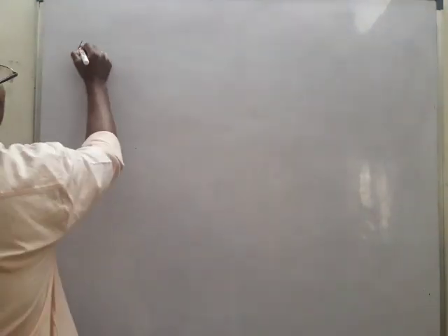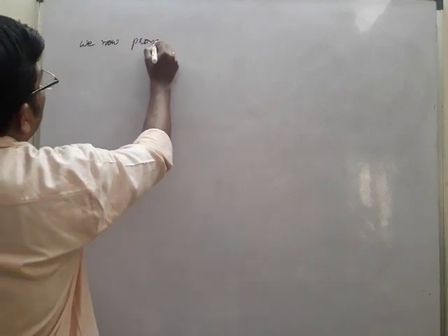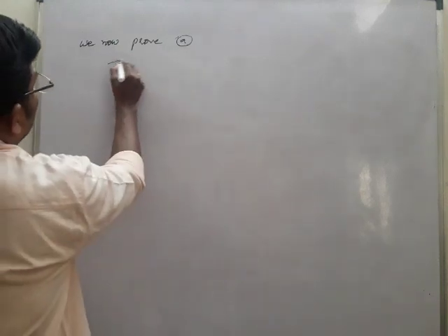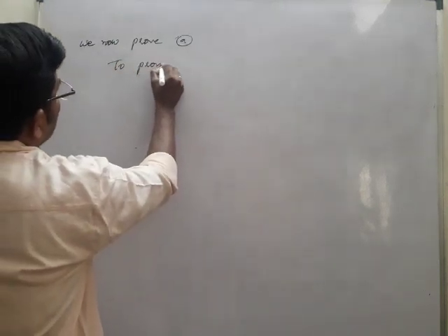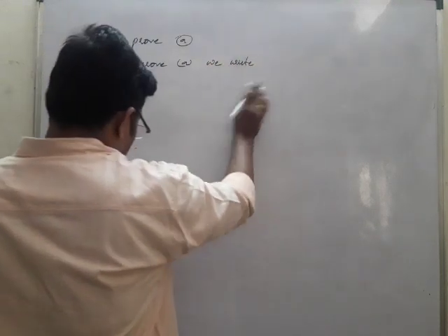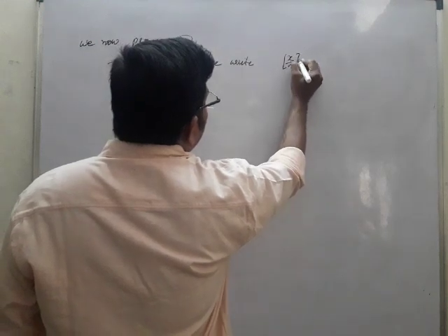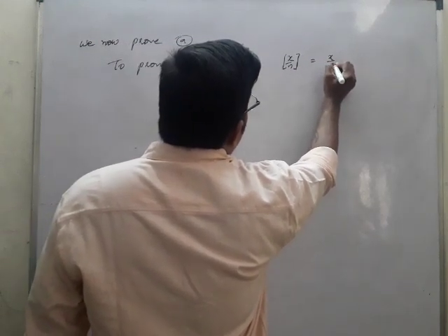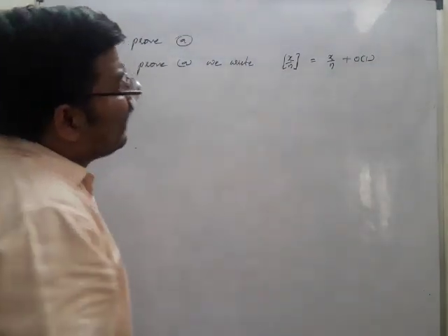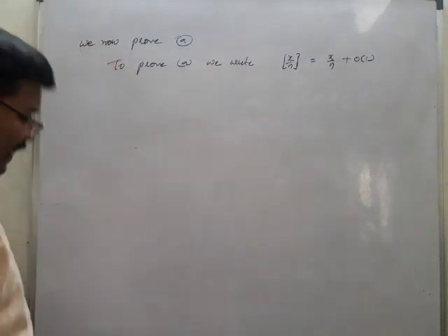So we now prove a, the first quantity. To prove a we write that, now we will take x by n, the greatest integer of x by n, equal to x by n plus big O of 1. We are writing x by n plus big O of 1 in the place of the greatest integer of x by n.